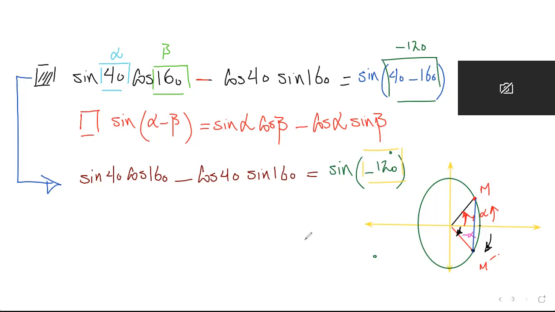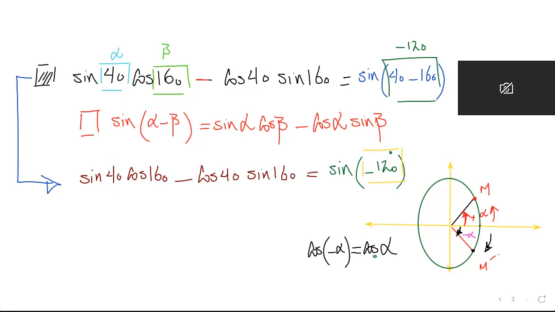Then as a result, we say that with these two angles, the cosine of minus alpha, we said that the cosine of minus alpha is equal to the cosine of alpha. That was the first law of the symmetry that we talked about a couple of sessions ago.